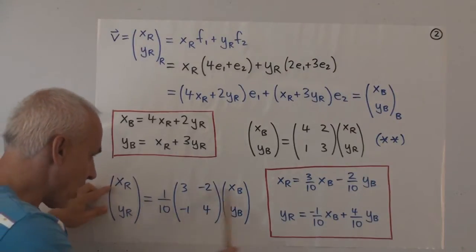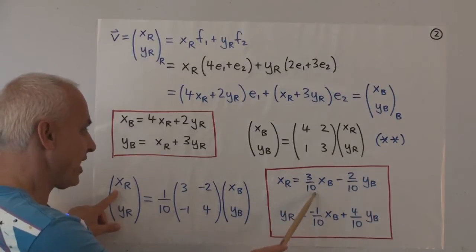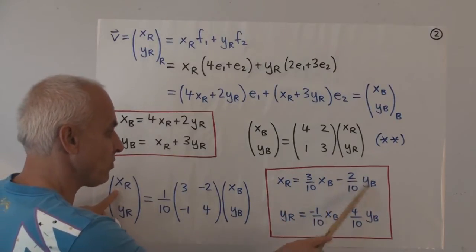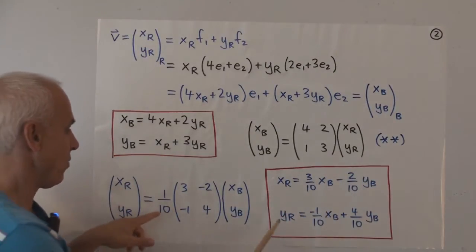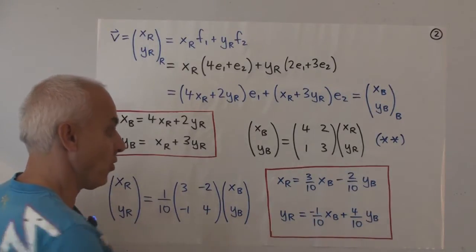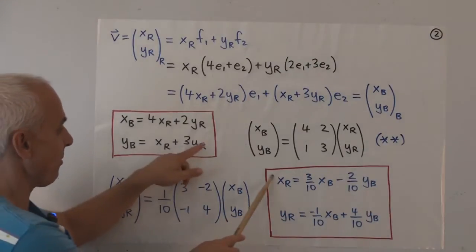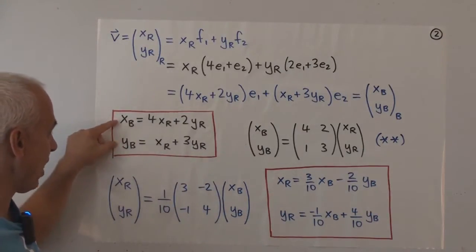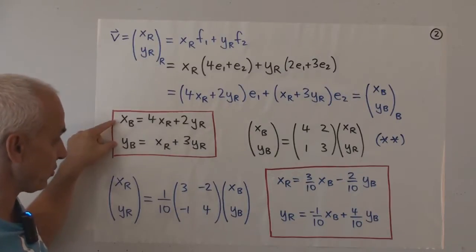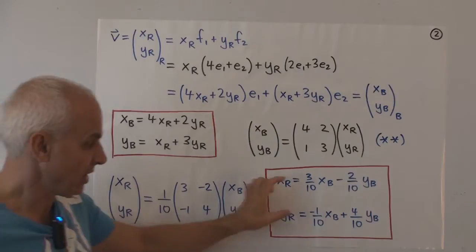And then when we read off what each line here says, it says that xr equals 3/10 xb minus 2/10 yb, and y sub r equals minus 1/10 xb plus 4/10 yb. So these two are complementary. This is expressing Bob's coordinates for a vector in terms of Rachel's. This is expressing Rachel's coordinates for a vector in terms of Bob's.